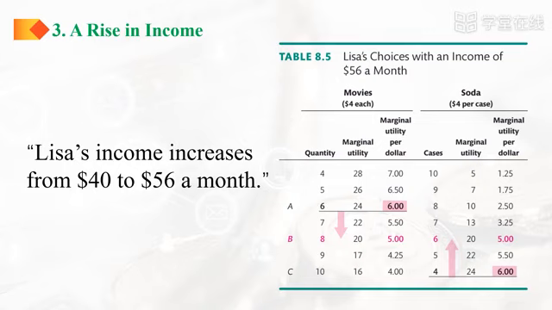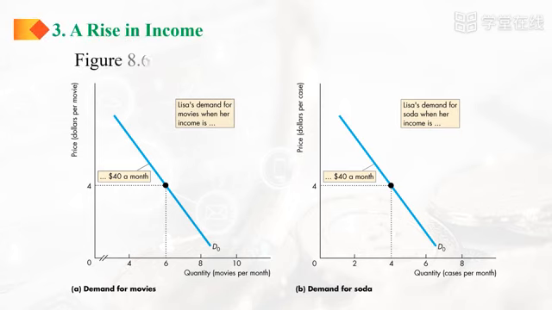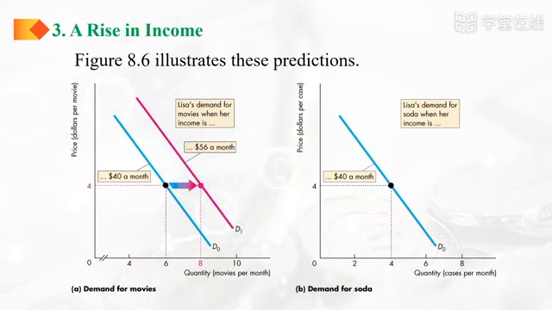With $40 to spend, Lisa sees 6 movies and drinks 4 cases of soda a month. With $56 to spend, Lisa spends the extra $16, so she buys more of both goods. She sees 8 movies and drinks 6 cases of soda a month. The figure also illustrates these predictions. The demand curve shifts outward for both movies and soda when she has more money to spend in this case.